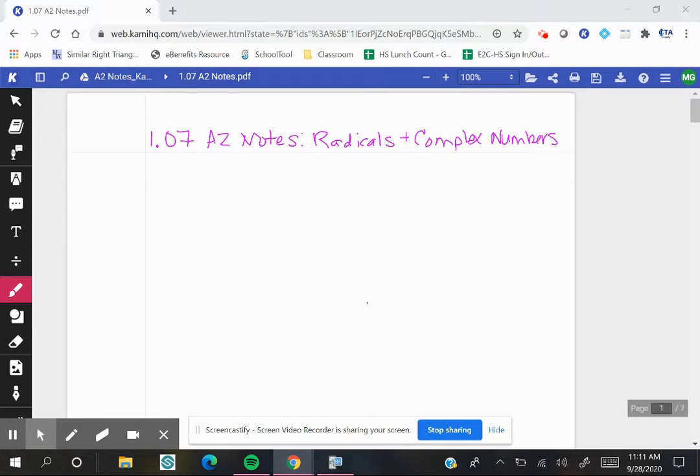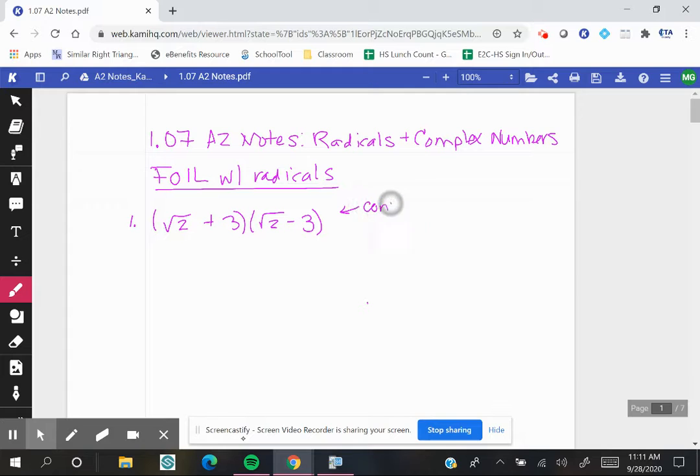The first thing we're going to start with is FOILing with radicals. FOILing will be the same thing that we've done before: first, outer, inner, last, double distributive property. Except now it looks a little more challenging because we've got radicals thrown in there. Something else to take note of here is that these two parentheses are called conjugates of each other. We'll write out what it means to be a conjugate in a minute, but essentially they have the exact same numbers. They're both radical 2 first, the 3 is the last term, but one's plus and one's minus.